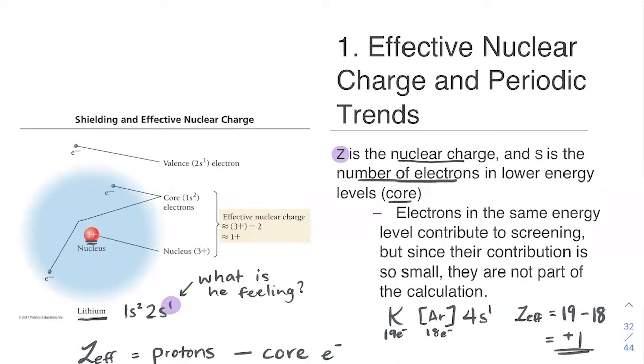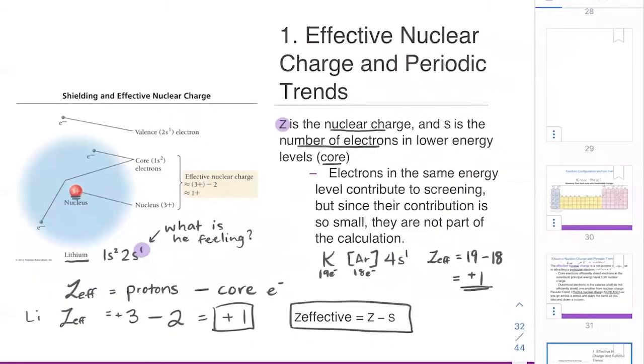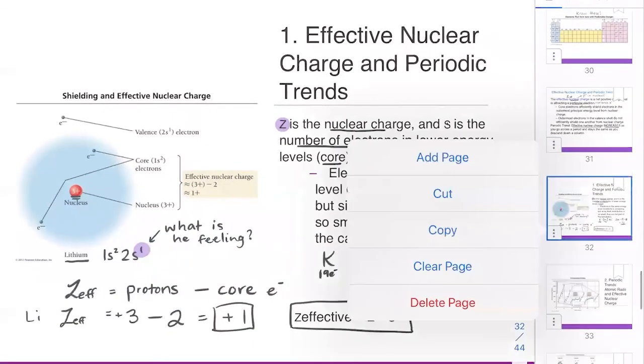Same exact Z effective. Even though it's a larger atom, the outermost electrons feel about the same number of protons, no matter if we're dealing with lithium or potassium. That tells us that the reactivity of those outer electrons for lithium and potassium is effectively the same. They're feeling the same number of protons, they're still slightly attracted, but not really, really attracted.